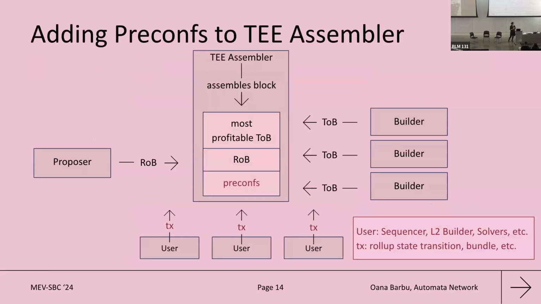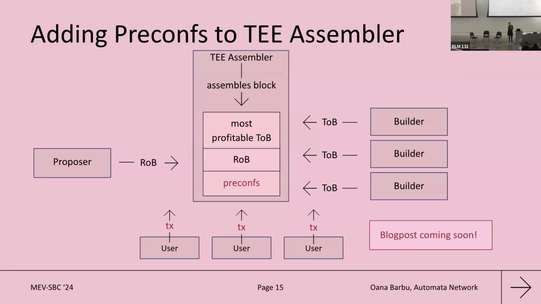So I'm showing here how we can add preconfs to the TEE assembler. Basically, all we have to do is provide another interface that will allow users to submit their transactions. And now when the TEE assembler assembles a block, it will still use the most profitable TOB and ROB, but at the end it can add the preconfs as well for the transactions that it pre-confirmed. There are more details, specifically how we can do execution or inclusion preconfs and so on. We have a blog post coming soon that elaborates more on this topic.